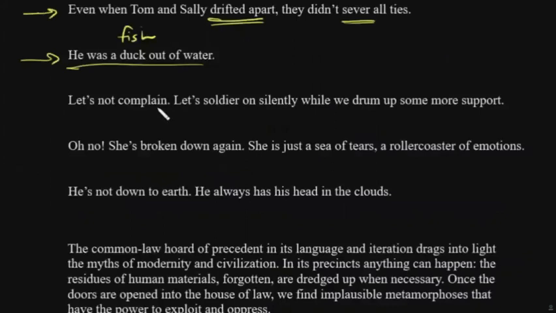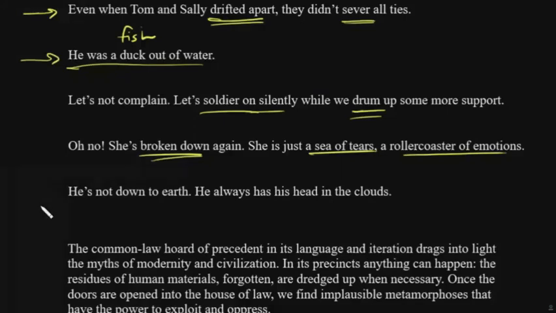So here are a few more examples then. The first one goes, let's not complain, let's soldier on silently while we drum up some more support. I hope you can see that drumming up is quite loud, whereas soldiering on silently is quite silent. So it doesn't quite match, does it? The next one has a whole bunch of metaphors. It goes, oh no, she's broken down again. Think of like a car breaking down. She's just a sea of tears, a roller coaster of emotions. I don't know if many people would write like this, but you can see the problem here. Too many metaphors.